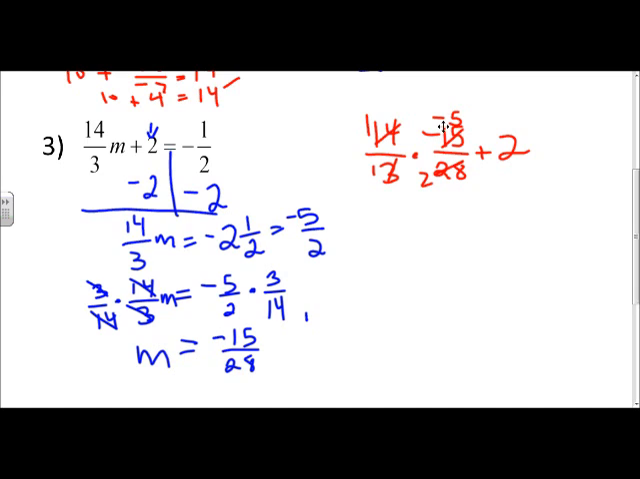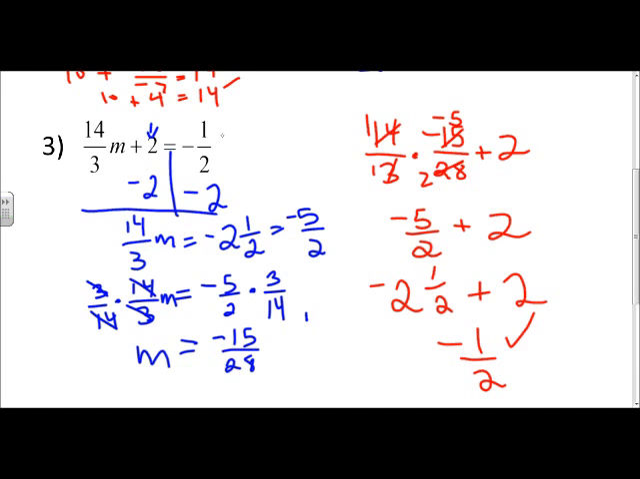So I have negative 5/2 plus 2. I'm going to change negative 5/2. I can change that to a mixed number. 2 goes into 5 2 times with 1 left over. So I've got a negative 2.5 plus 2. Negative 2.5 plus 2 is negative 1/2. So this checks out.